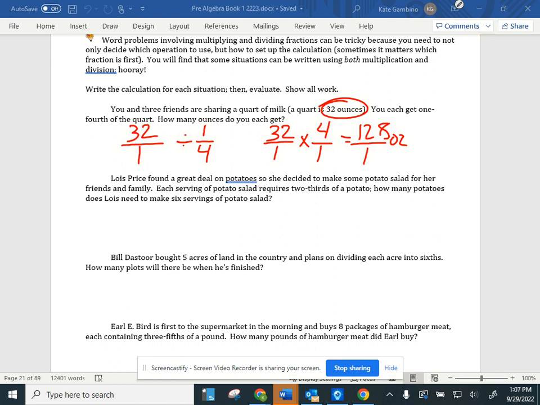Priya, what should I do? 32 divided by 4. Why 32 divided by 4? Because it's 8, and then 8 times 4 equals 32, and you each get 1/4.